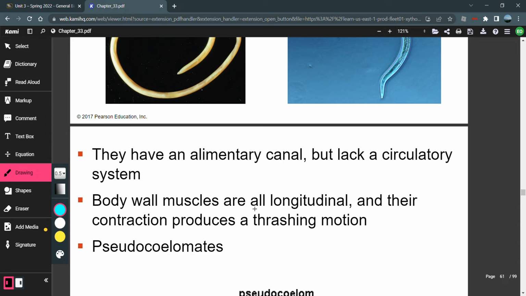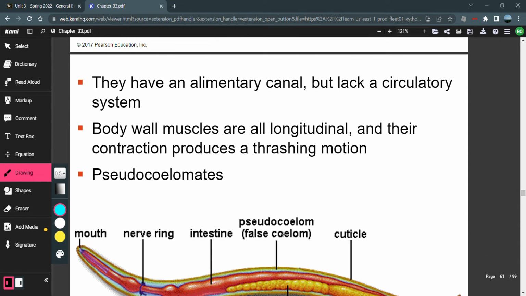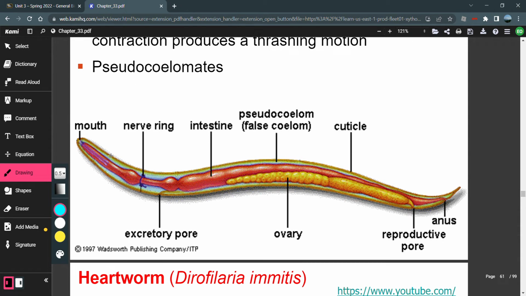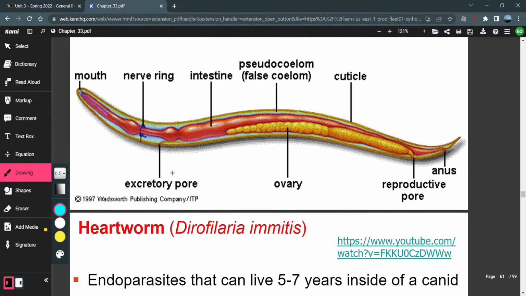Body wall muscles are longitudinal, and they produce a thrashing motion. They are pseudocoelomates, so that means they have fake coeloms or fake body cavities. They do have a body cavity, but it's not entirely surrounded by mesoderm. I mean, not ectoderm, mesoderm.